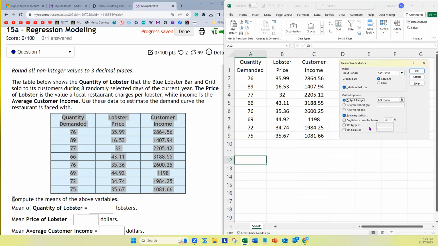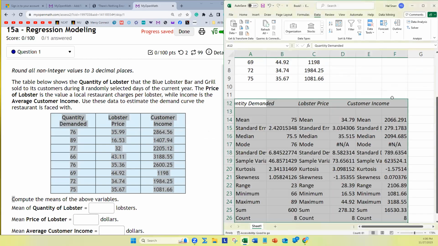That's weird. I think when you first copied your data, your output range. Yeah. All right. There we go. All right, cool.